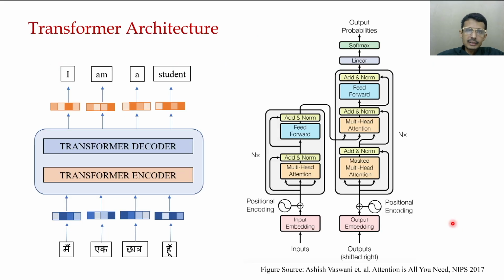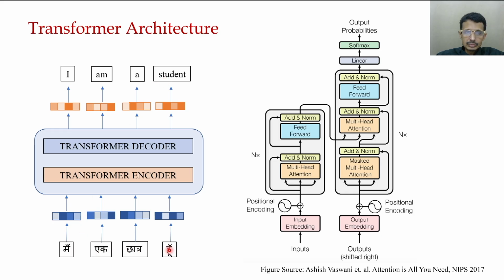Now we are going to understand the transformer architecture. As we know, the transformer has two basic modules: one is the encoder module and another is the decoder module. We take an example of neural machine translation, where a sentence in a particular language is being translated to another language. Here we have chosen a Hindi to English translation.